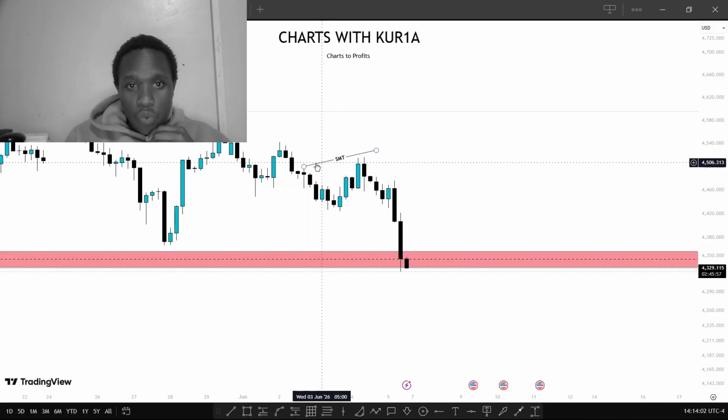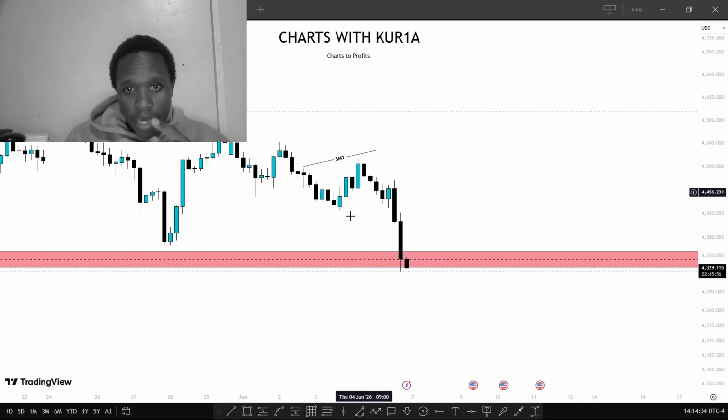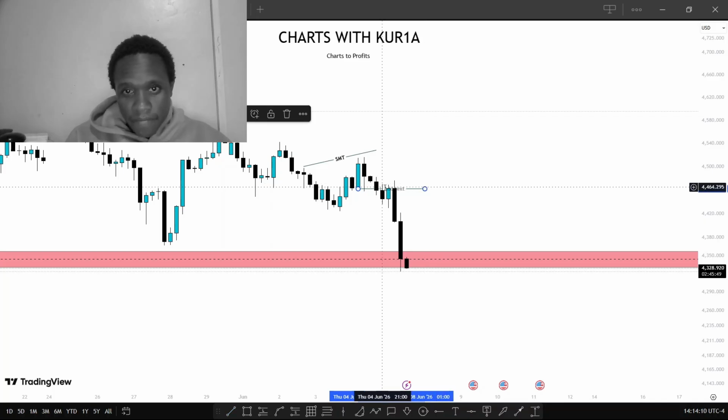So when I came to the 4 hour, I actually noticed that the entry was already ready. Okay. In what sense? This is the last up close candle that swept the previous day high.